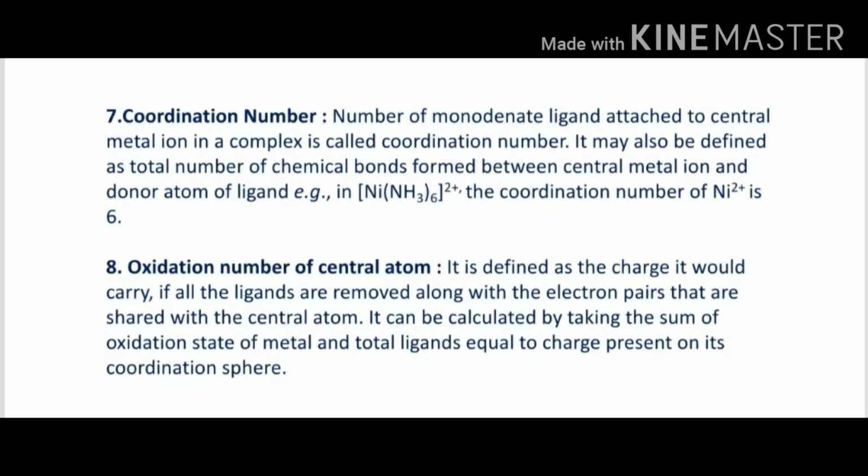The next one is the oxidation number of the central metal atom or central atom. It is defined as the charge it would carry if all the ligands are removed along with the electron pairs that are shared with the central atom. It can be calculated by taking the sum of the oxidation state of the metal and the total ligands equal to the charge present on its coordination sphere.